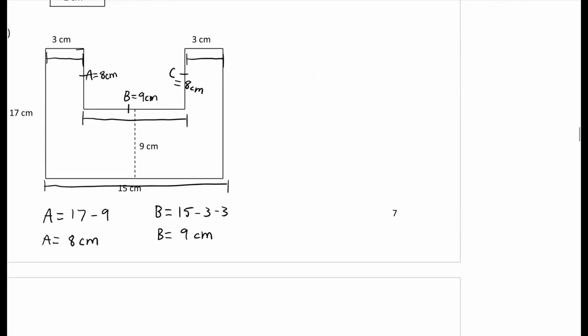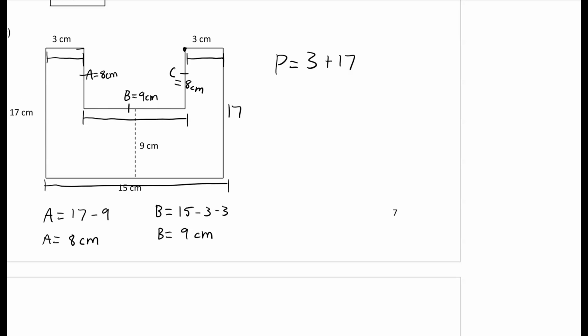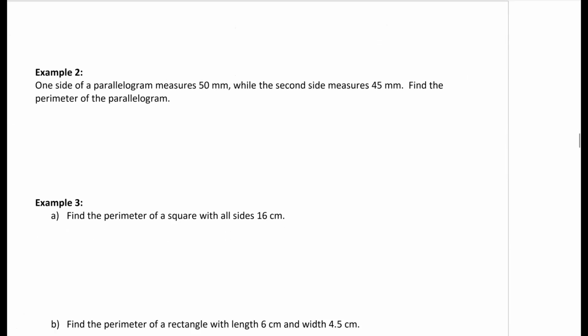Now that we have all of our lengths for our sides, we can solve for perimeter. So perimeter is going to equal, and I'm going to start right here, 3 plus 17. Now this is 17 because it's the same as what's on this side here. Plus 15 plus 17 plus 3 plus 8 plus 9 plus 8. Once we add that all together, we'll get a perimeter of 80, and looking at our units, centimeters. Don't forget that unit, otherwise you'll be losing a half mark every time.